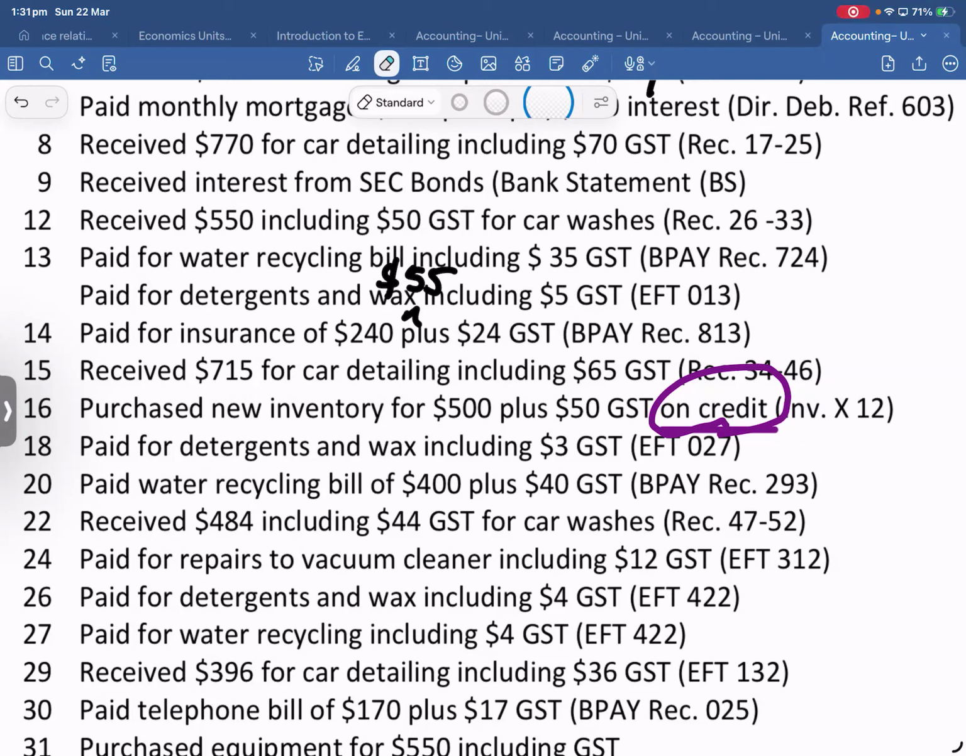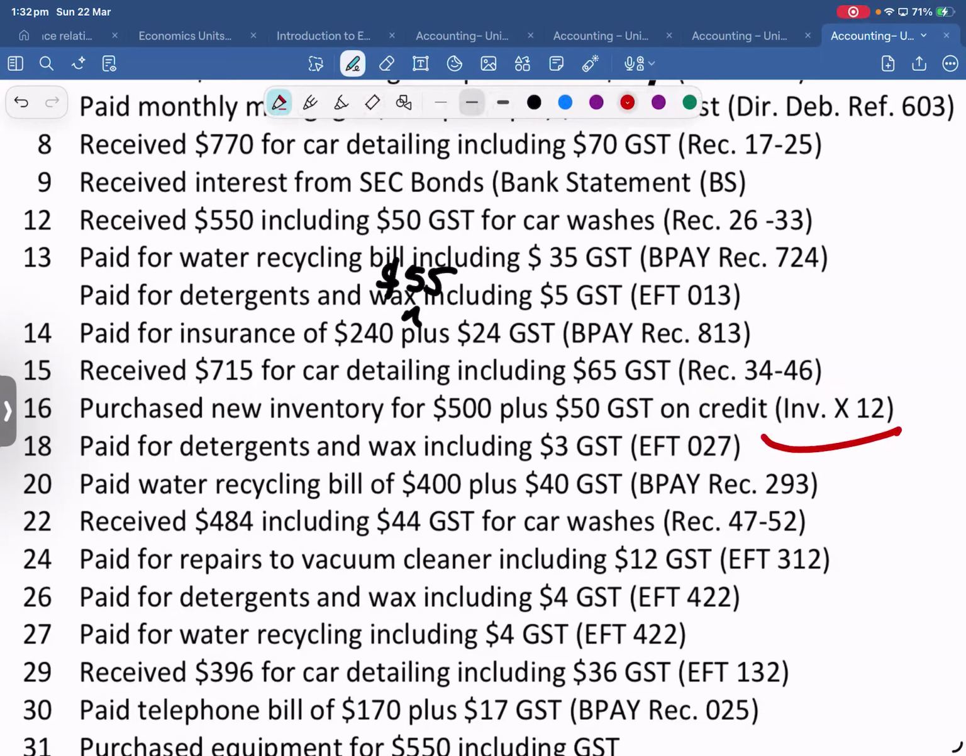Right? But this one is definitely on credit. That's why they have issued an invoice. So credit transactions are supported by invoices. So then we record it here. Okay. So invoice, that means on credit. Now the point. Do we record this one?